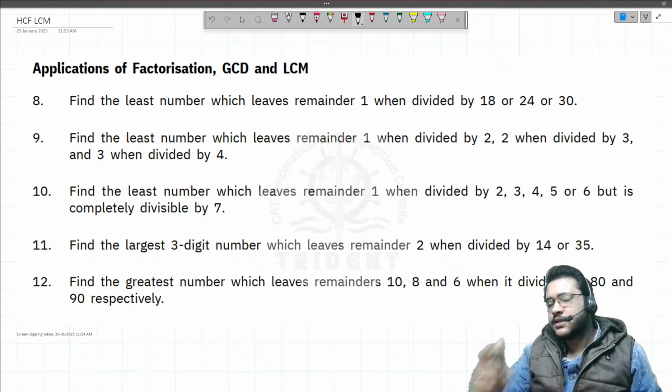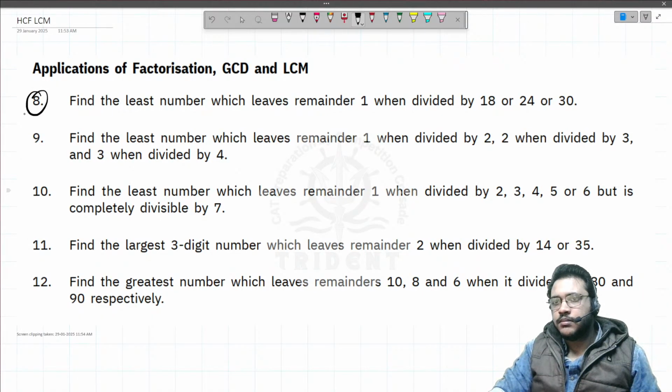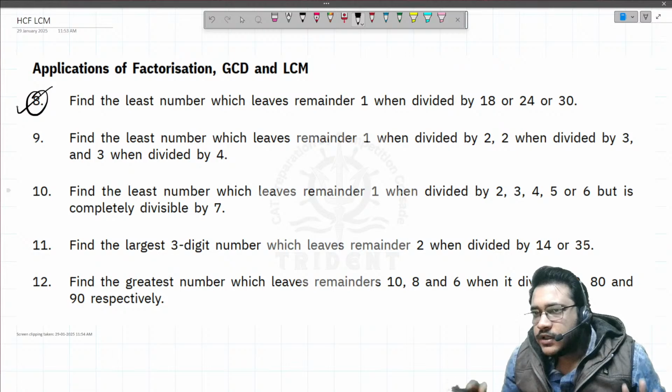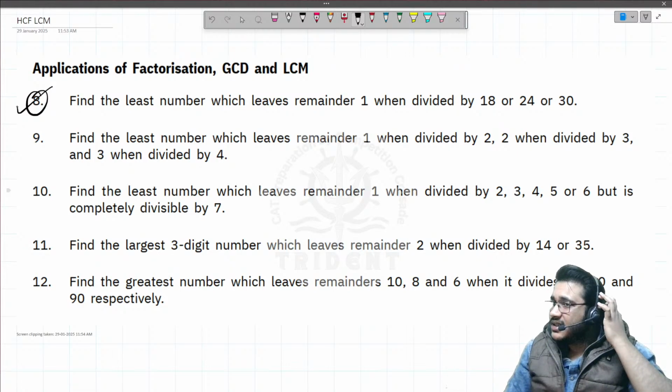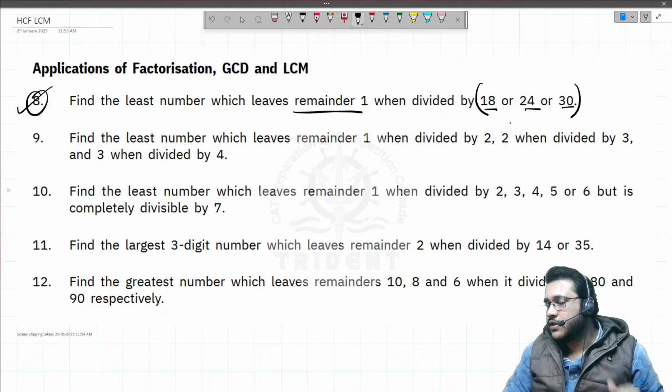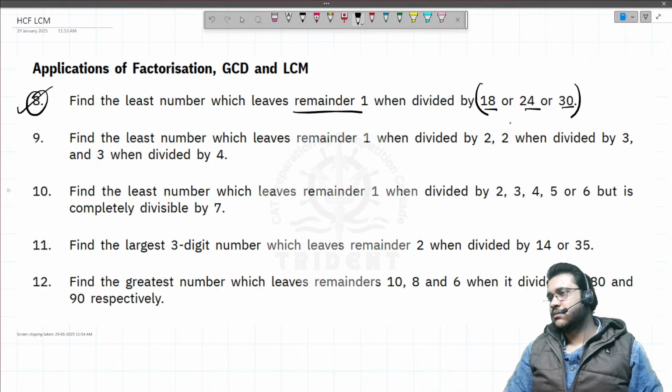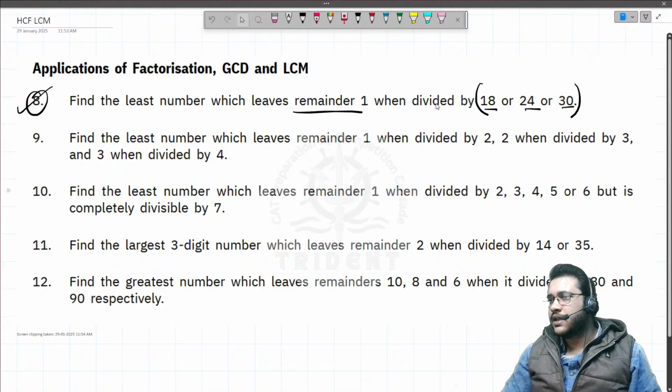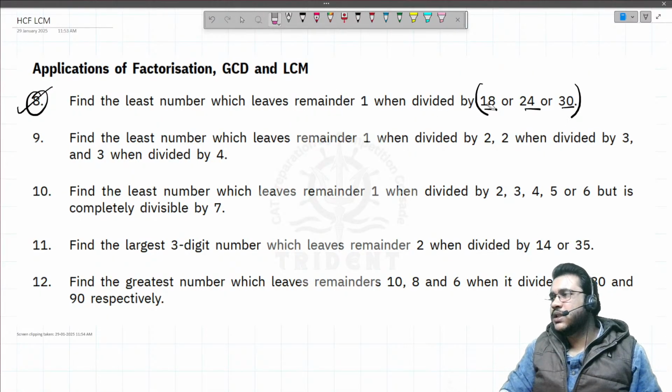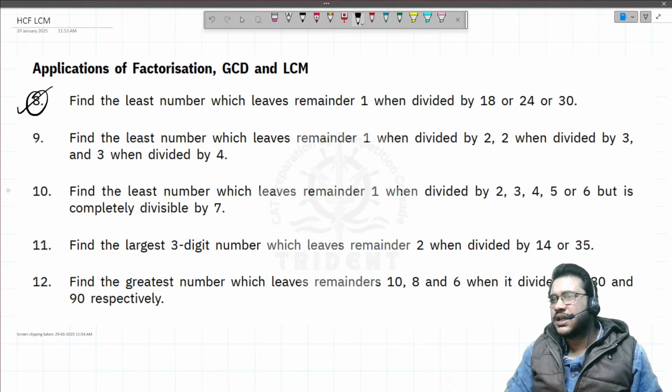Shall we start? Let's start with the first question itself क्योंकि थोड़ा सा basic हो जाएगा. So the first question says that find the least number which leaves a remainder of 1 when divided by 18 or 24 or 30. Now, for somebody who has been practicing for aptitude exams would realize that these are standard questions. Somebody who is just a beginner, who's a newbie, they might find like how to go about these type of questions, but these are very standard questions.